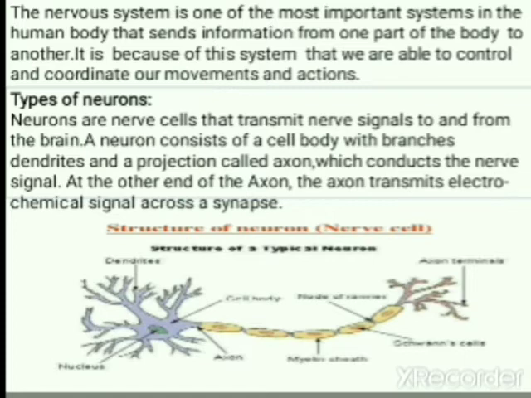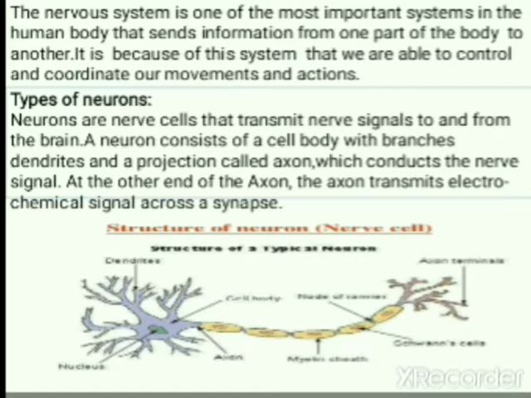Now, these signals, after they have been received by the dendrites, are passed down to the conducting projection called the axon. After passing down the axon, the signals are transferred to the axon terminals, which are connected to another neuron, and so it gets passed down from one neuron to another until it reaches the brain.